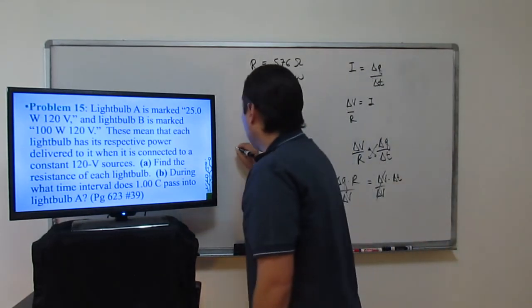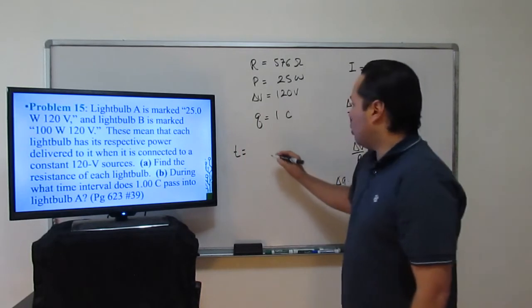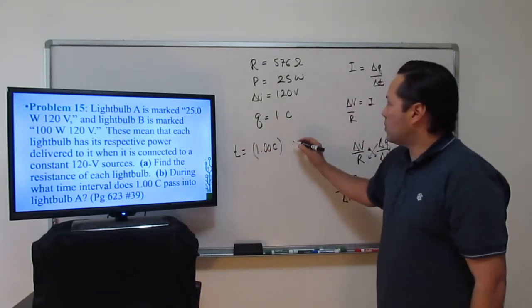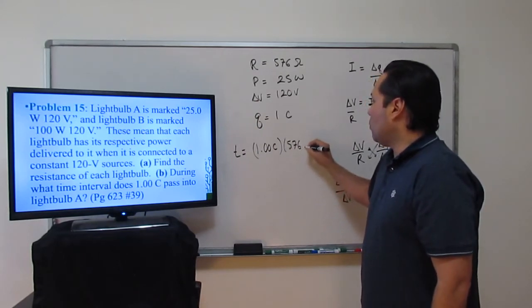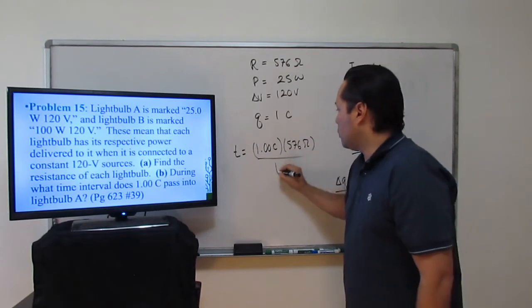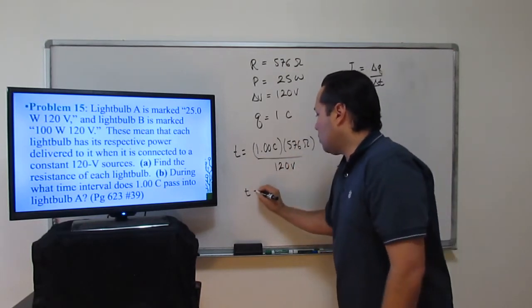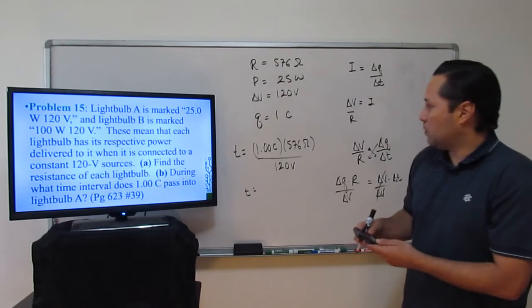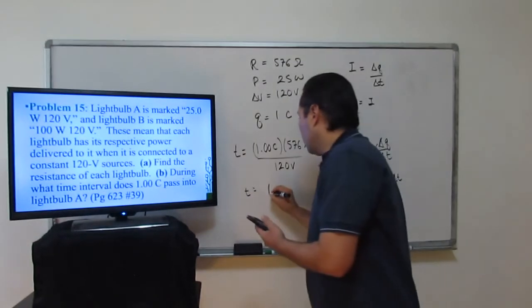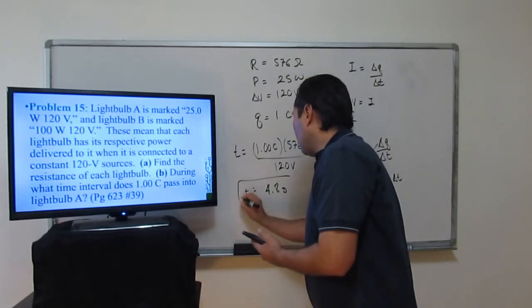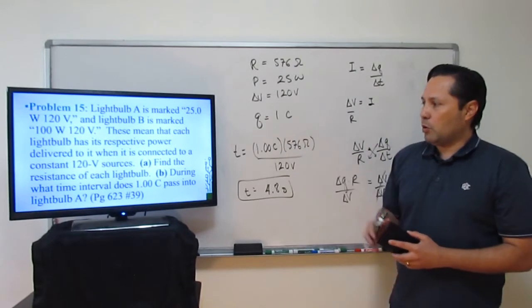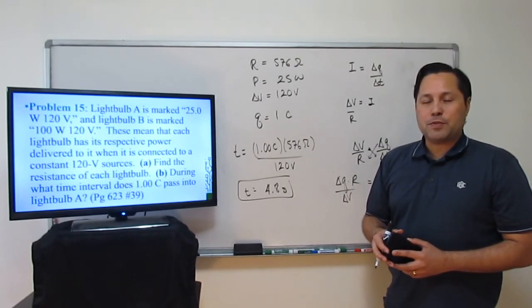Alright, so let's plug in all the values. Time, therefore, is equal to the charge, 1 coulomb, multiplied by the resistance, 576 ohms, divided by the voltage, which was 120. So we'll plug those into the calculator, and we get our answer: 4.8 seconds. That would be the amount of time it would take to get that charge across the bulb. Alright, that takes care of problem number 15.